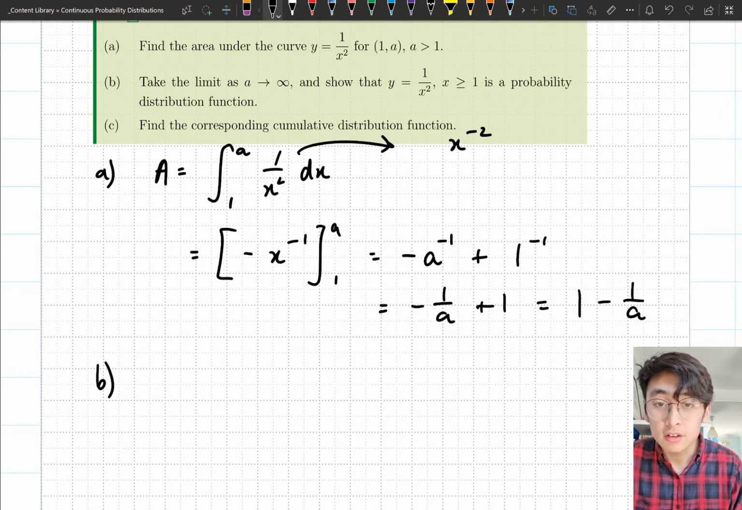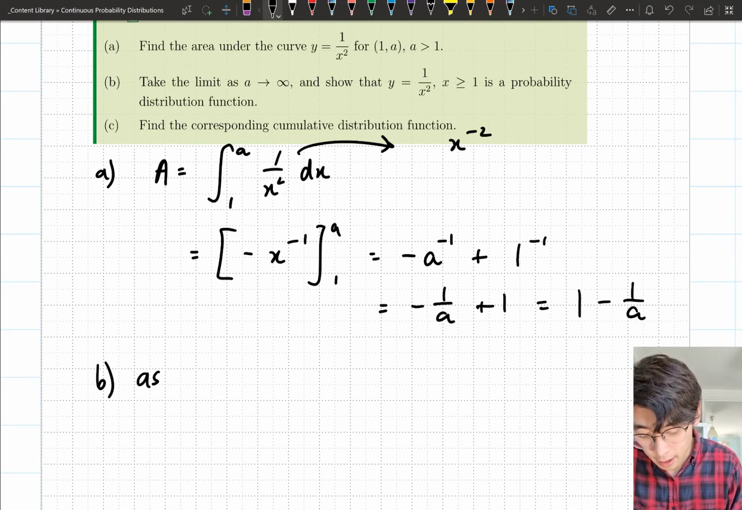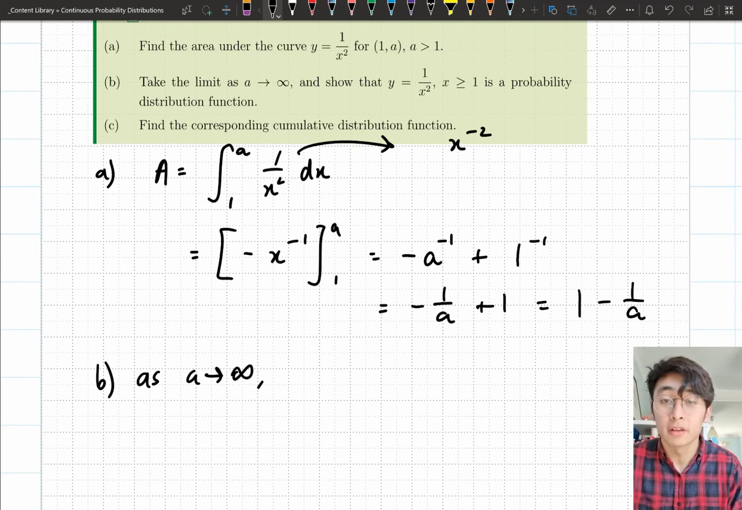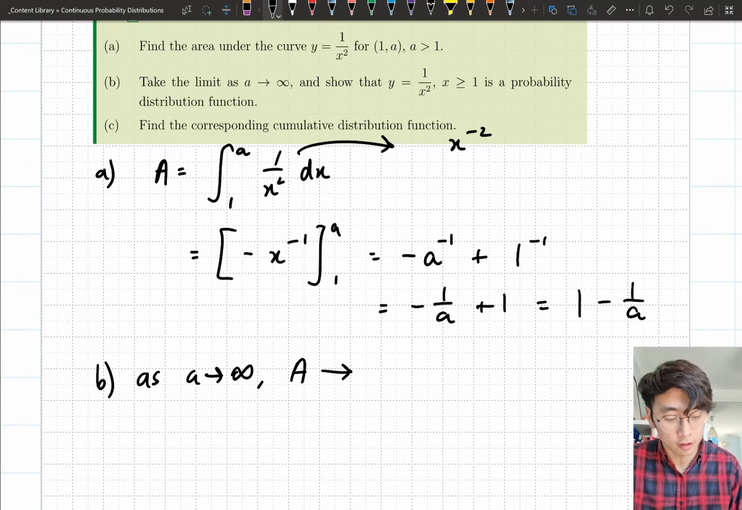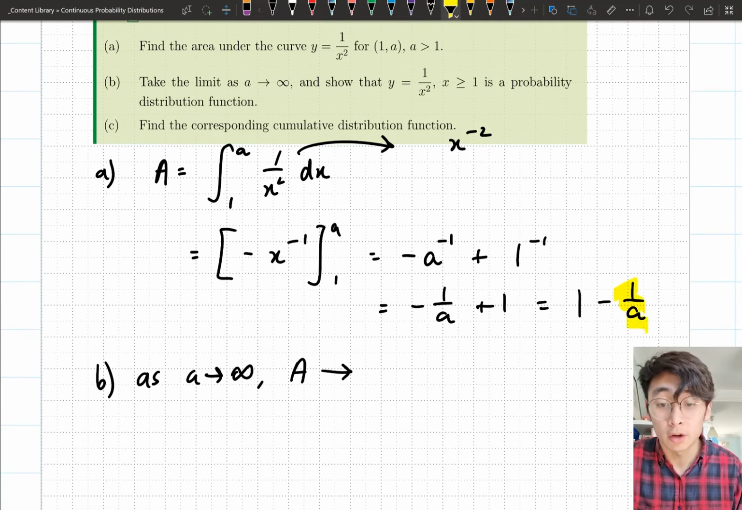So let's just take the limit as a goes to infinity. As a goes to infinity, what do we notice? From the first part, the area was 1 minus 1 over a. Now if a goes to infinity, what happens? Well, the area goes to 1 minus 1 over infinity. If a just becomes bigger and bigger, that just means that this number here goes towards 0. So that means that my area just goes towards 1.